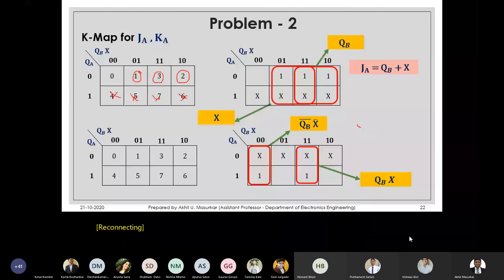So go ahead with JB and KB and Z. Z will be the same as before only, because Z column has not changed. So that is why the KMAP for Z will be the same, QA XOR QB XOR X. Only the inputs, that is JA, KA, JB, KB are going to change.